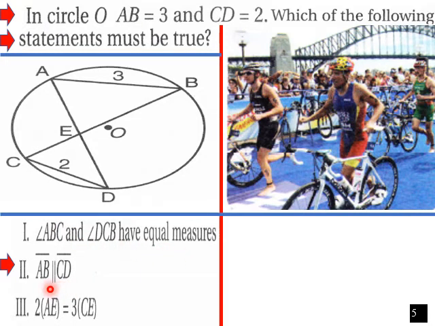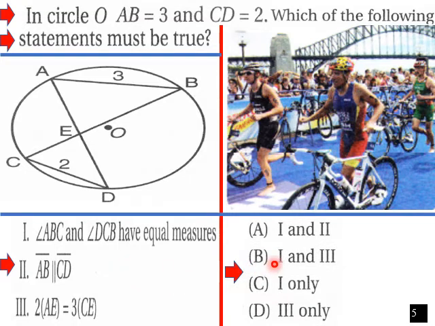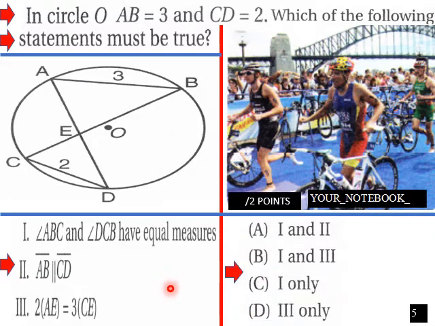Another statement, segment AB is parallel to segment CD. Do we know that? And then statement 3, 2 times AE equals 3 times CE. And then here are our possibilities: 1 and 2, 1 and 3, 1 only, 2 only. So which one of those do you think would be fact?